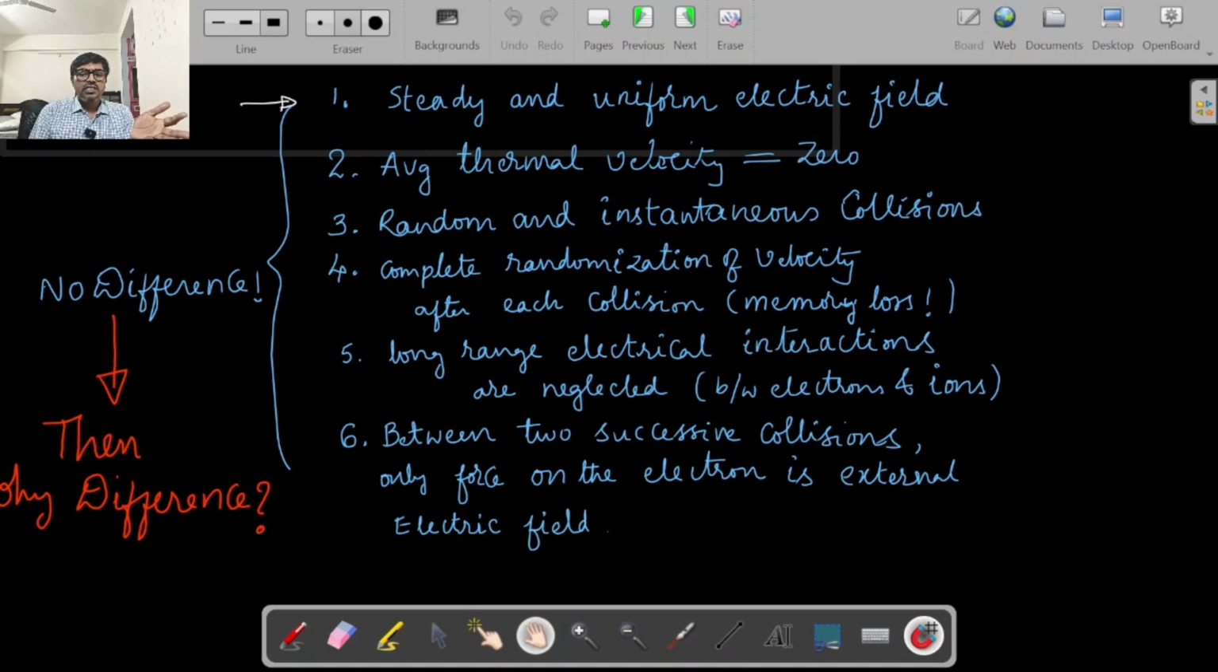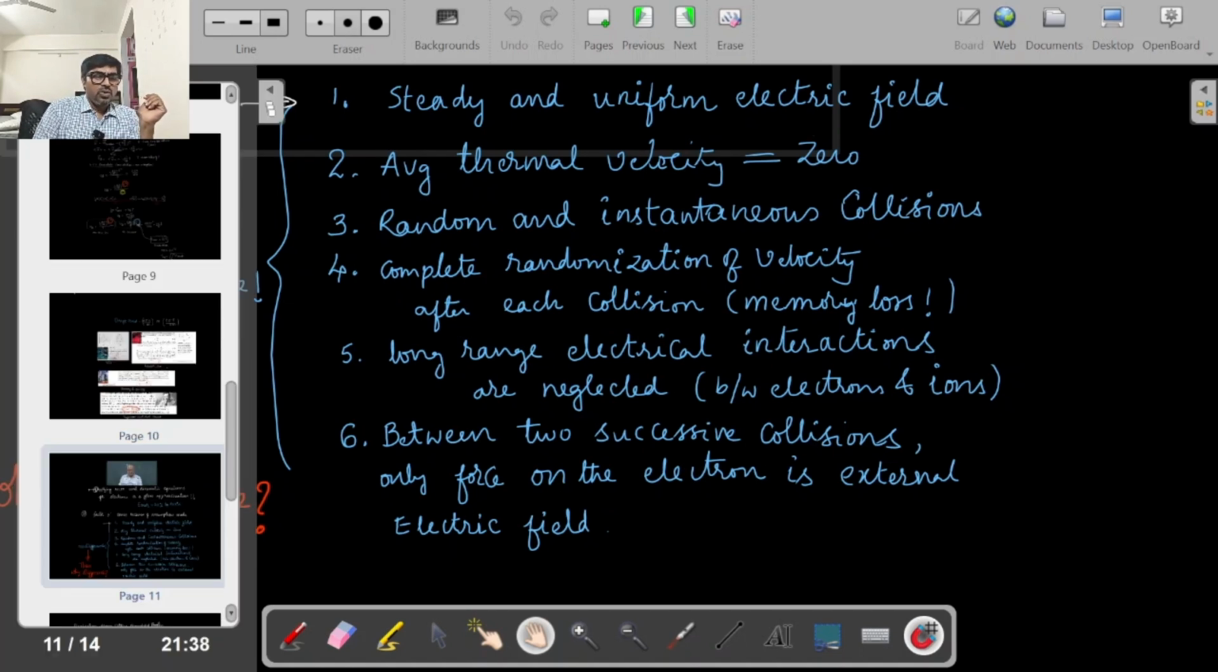Long range electrical interactions between electrons and the lattice are neglected. In both cases it is so. And between two successive collisions, the only force that we are going to consider is the electric force, which comes from the external field because of the battery applied or external voltage. So if you compare these assumptions, there is no difference between them. Then why is that factor coming there, that difference? That I could not understand. I wanted to dive a little deeper to understand why that is coming.